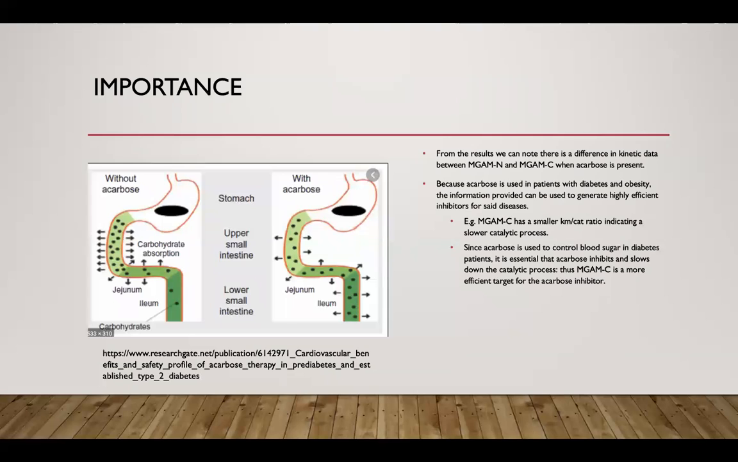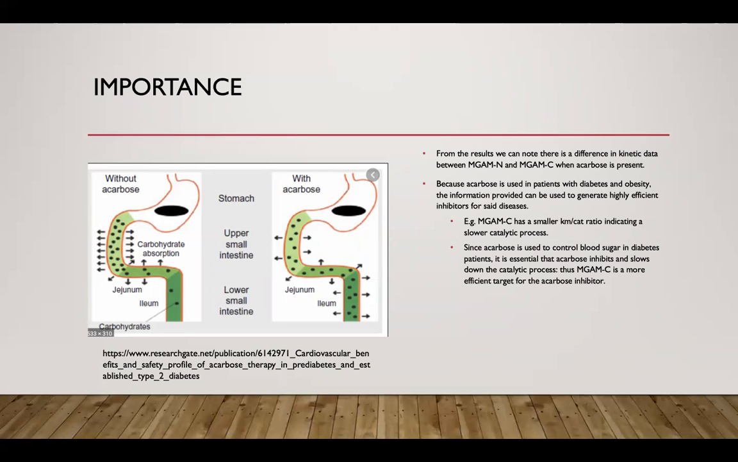Okay, what do I mean by this? So, for example, MGMC has a smaller KM-KCAT ratio. This indicates a slower catalytic process. This is key because we want that inhibitor to slow down the process as much as it can. So since arquebus is used to control blood sugar in diabetes patients, it's essential that arquebus inhibits and slows down the catalytic process, as I just said.